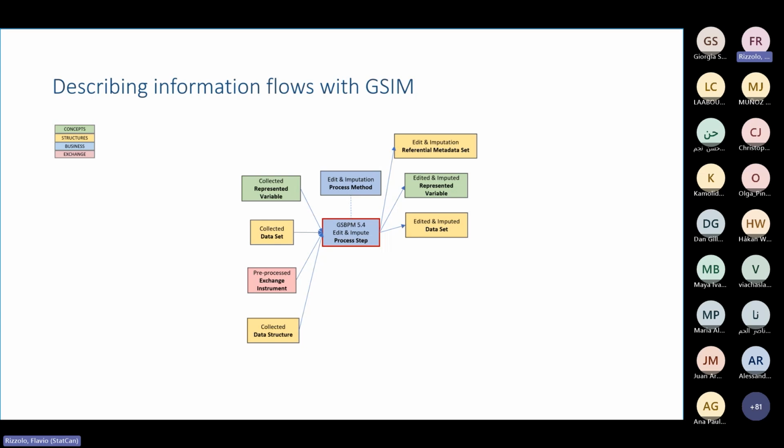So edit and impute uses one or more data sets as inputs, together with their data structures and the instance variables. I mean represented variables in general when we are talking about the data structures. And it produces one or more edited and imputed data sets with their variables as well. Note that the data structure that is being inputted is not in the output because it didn't change.